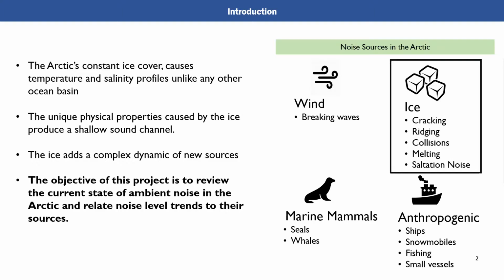The Arctic Ocean is the northernmost body of water in the world and features constant ice cover, which causes unique underwater propagation conditions and new sources of noise underwater. The ice causes temperature and salinity profiles that create this shallow water propagation channel, and noise that travels in this channel will interact with the ice, and the ice will add new sources.